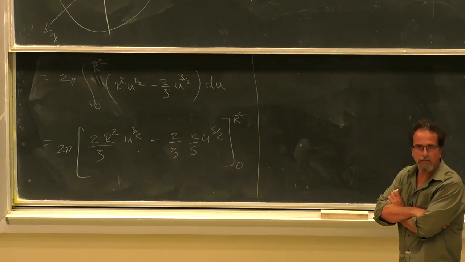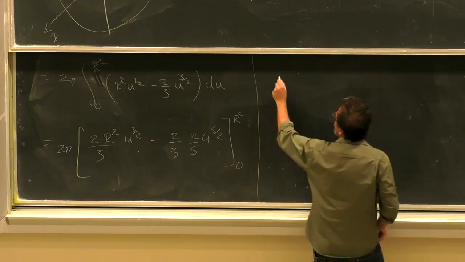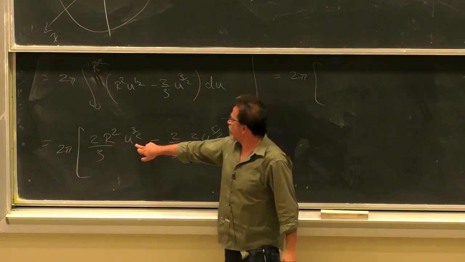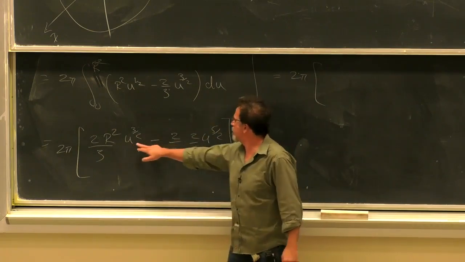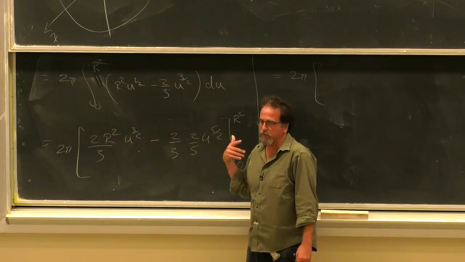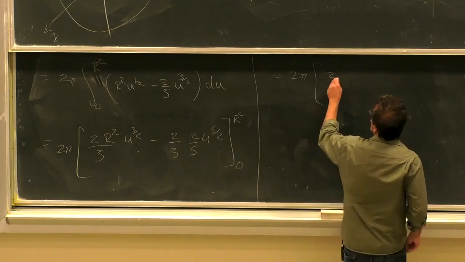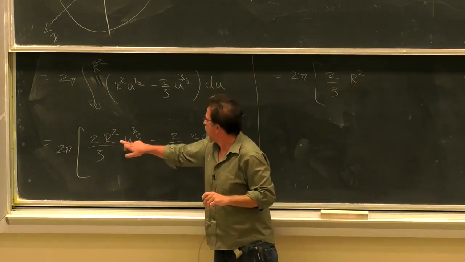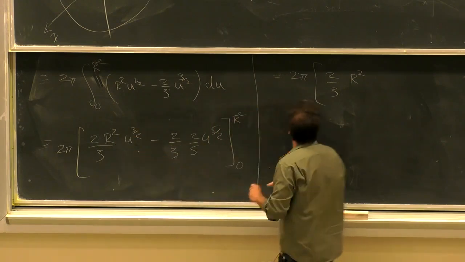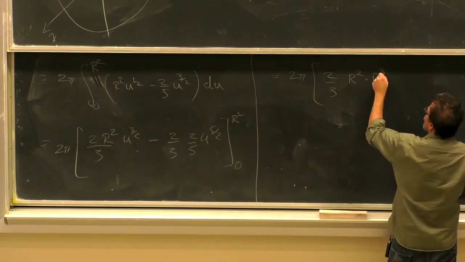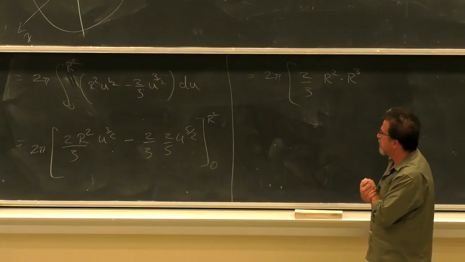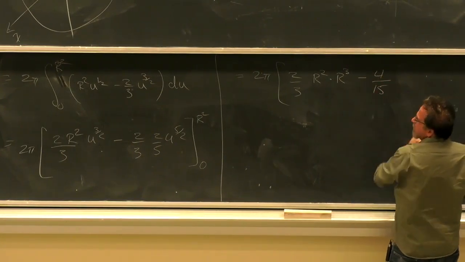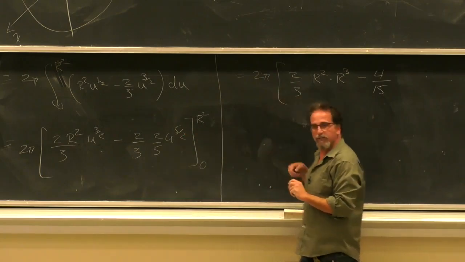Are we okay with this? So this is going to be 2 pi. Let's see what we got here. u to the power of 3/2 evaluated at capital R squared, and u to the power of 3/2 evaluated at 0. Well, the lower bound is 0. That's not interesting. So we're going to have 2/3 capital R squared from here. And this is going to be capital R squared to the 3/2, which is simply R cubed. 2/3 R squared times R cubed, minus 4/15 R to the power of 5.